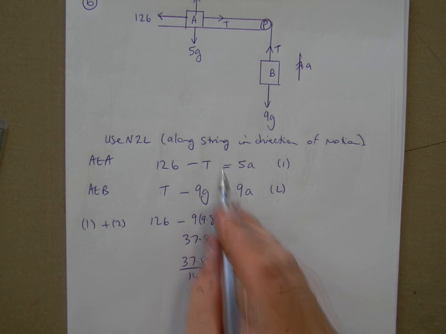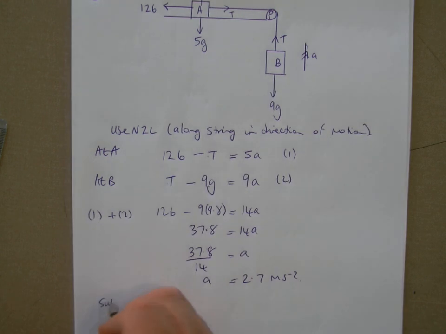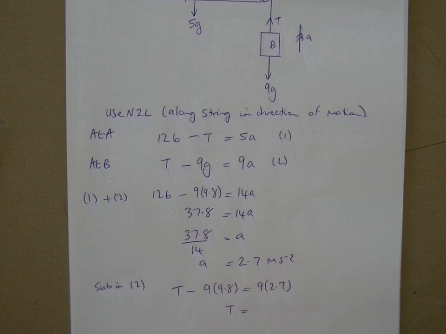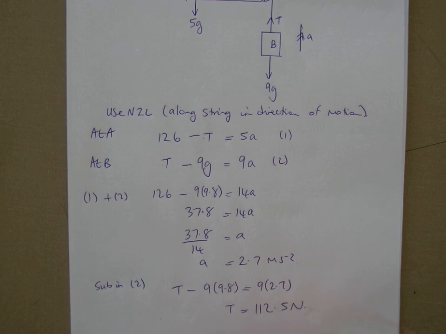Sub it in then to say 1 or 2. Put it into 2, I think, to get the tension. So into 2 you've got T, take away 9 times 9.8, equals 9 times 2.7. So you can get your T by taking that over to the side. And we get our answer to be 112.5 newtons.